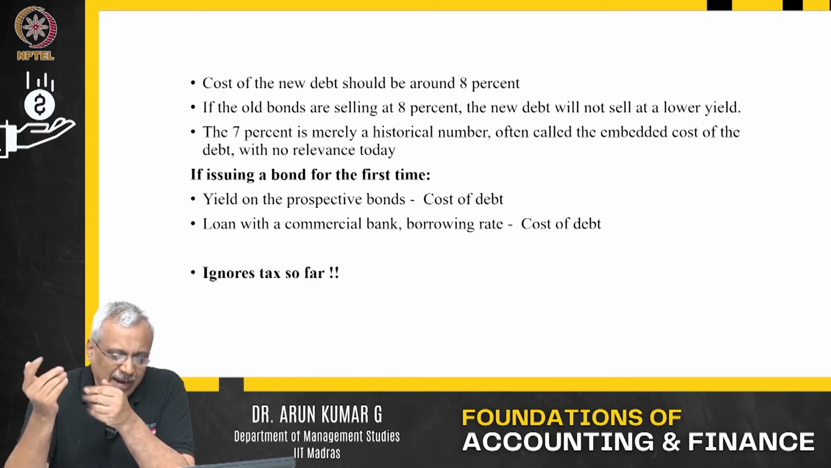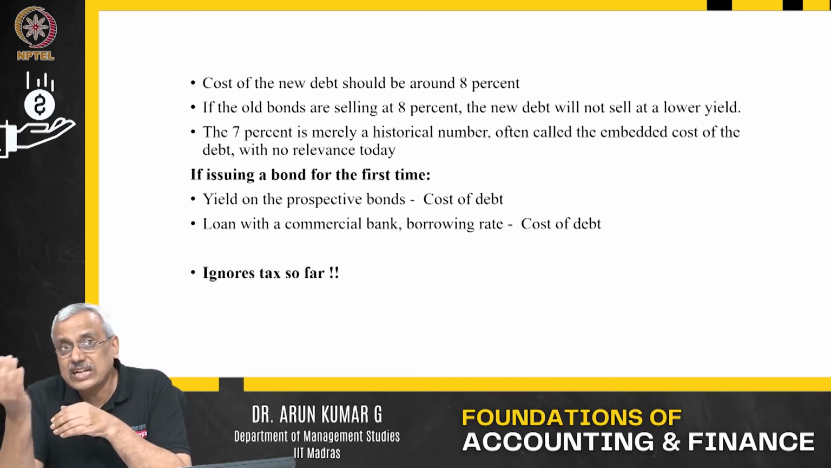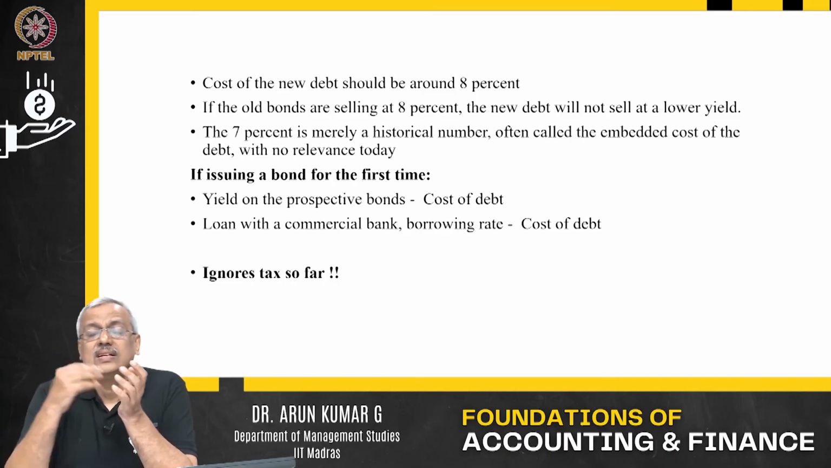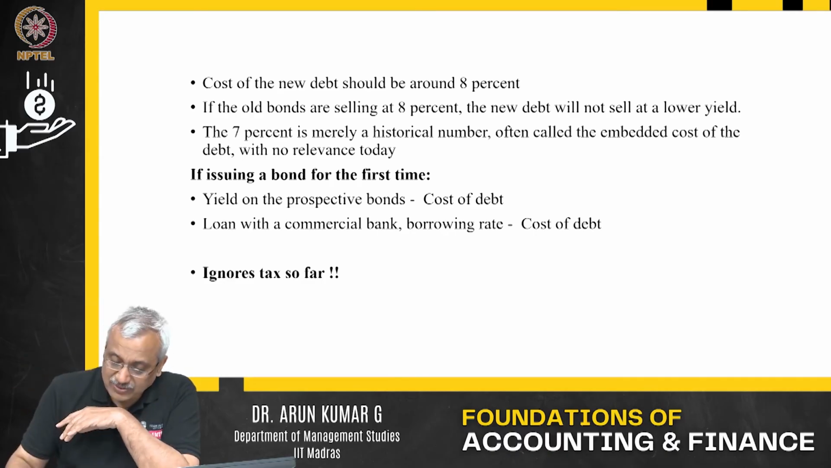Loans with a commercial bank, the borrowing rate is the cost of debt. The rate at which I borrow is the cost of debt. Yield is the expected yield. Expected yield on an instrument is the cost of debt. So, that is what we are doing, ignoring taxes so far, and go ahead.